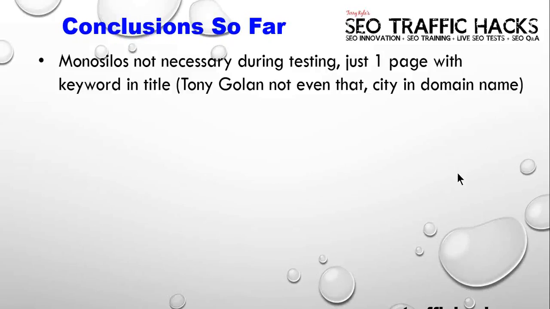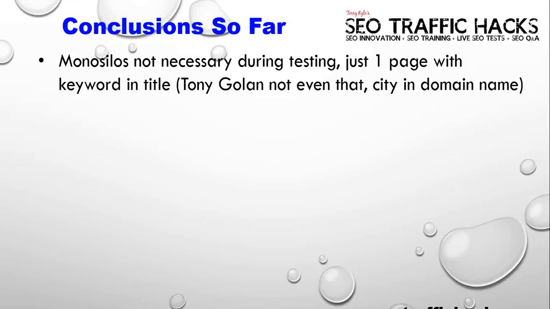Okay, also monosilo is not necessary during testing. All I'm doing now is just one page. These are WordPress sites typically. So I don't use a post, I use a WordPress page with a keyword in the title. So if I want to rank for Save Marriage, I just create a page called Save Marriage in WordPress, set that as the home page, and delete the sample posts and pages.